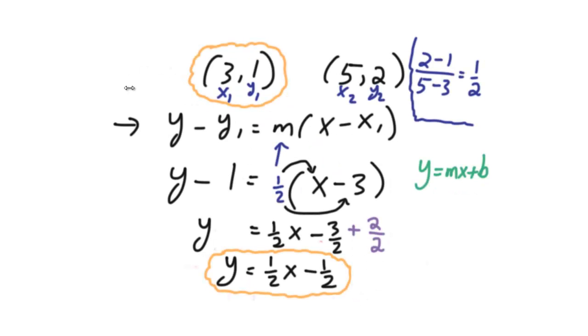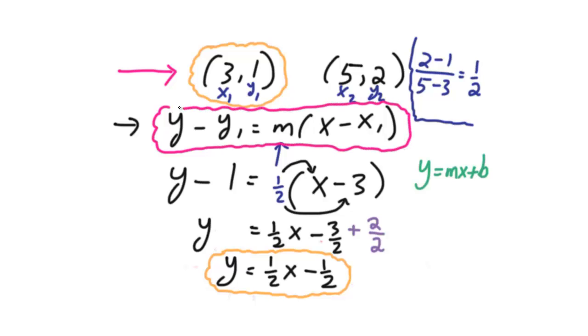Alright, let's recap what we did here. First off, we started off with just the 2 points of the line, (3, 1) and (5, 2). And then we found the slope, which was 1/2. And then we used the point-slope form, which is this right here. And we picked a point, we picked the (3, 1), and the slope is 1/2, and we plugged it into the point-slope form, and we got this right here.